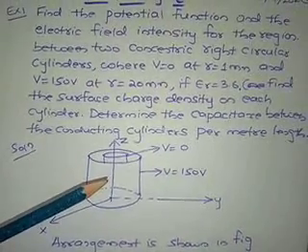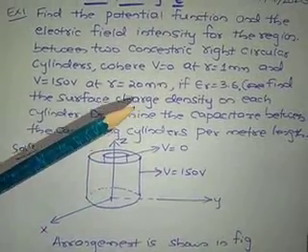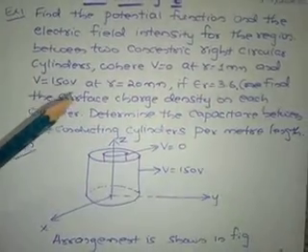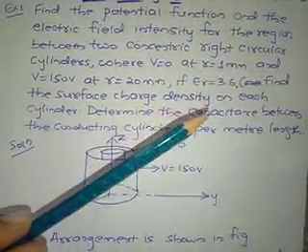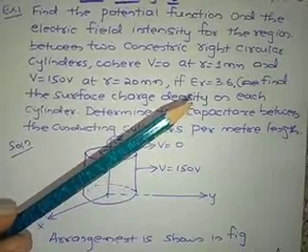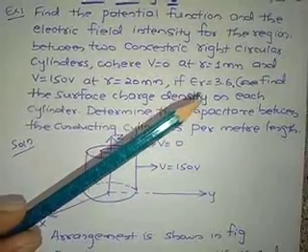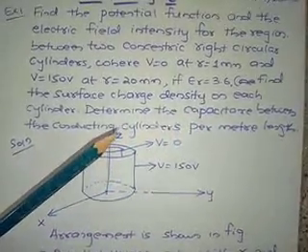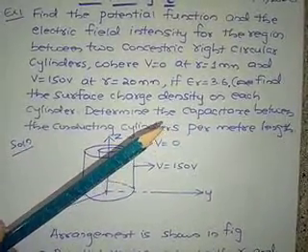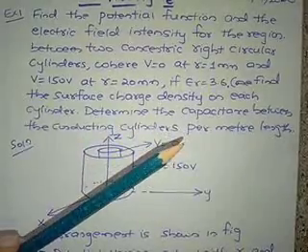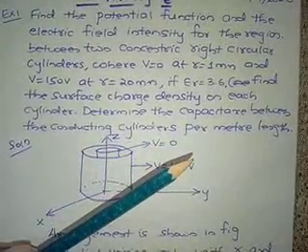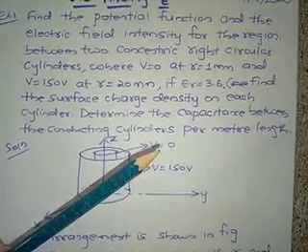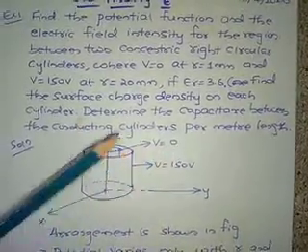For the two concentric right circular cylinders, they have given the boundary conditions: V is equal to 0 at R equal to 1 mm and potential equal to 150 volts at R equal to 20 mm. Epsilon R, that is the relative permittivity in between the two cylinders, is 3.6. Find the surface charge density rho s on each cylinder. Determine the capacitance between the conducting cylinders per meter length.